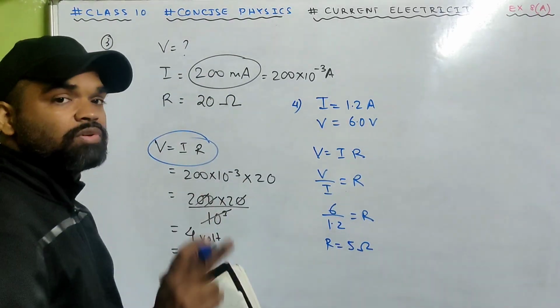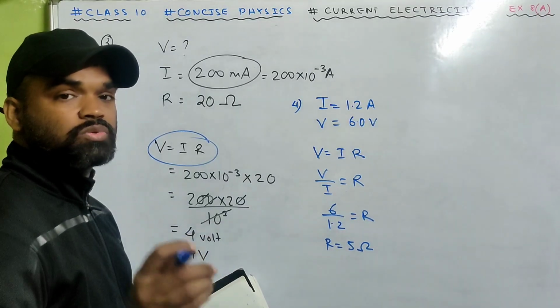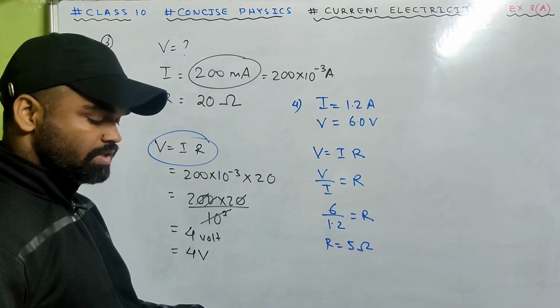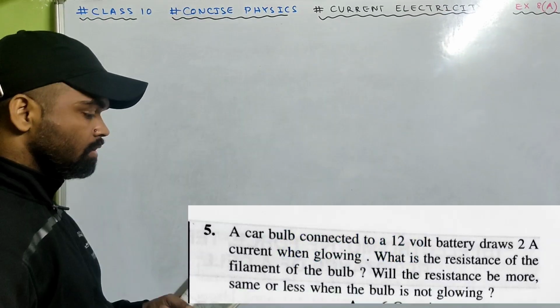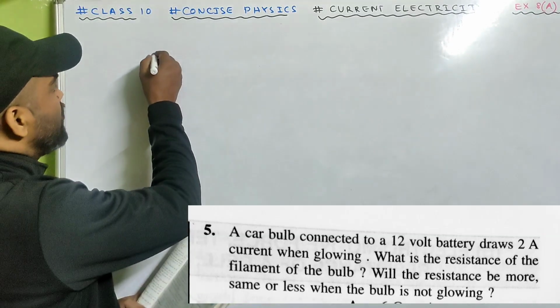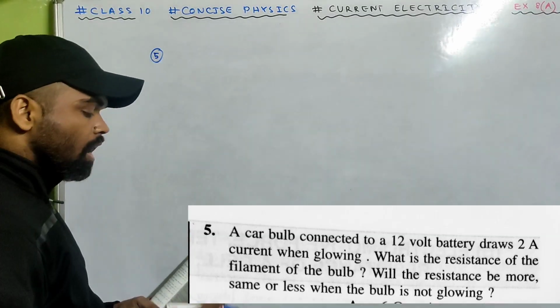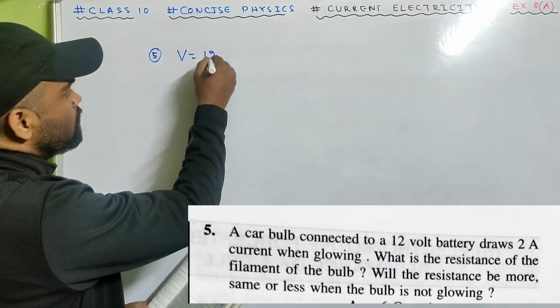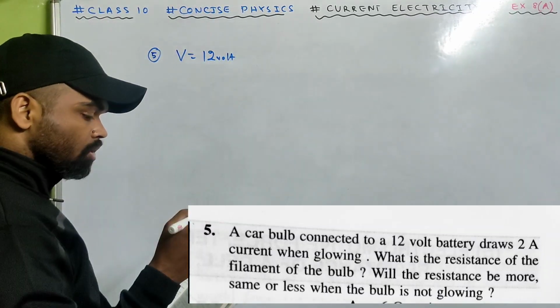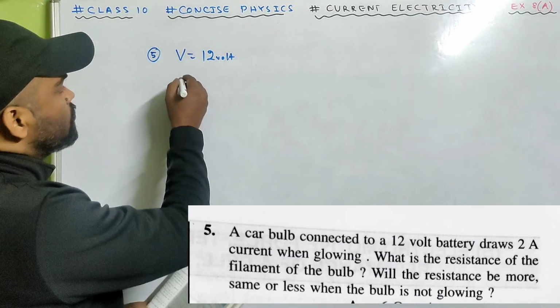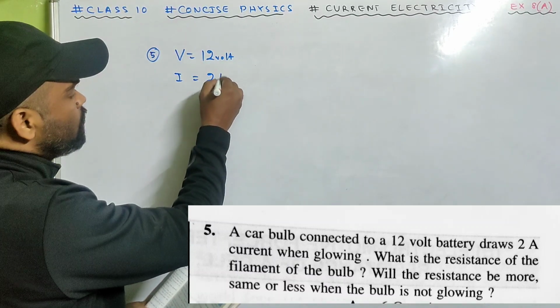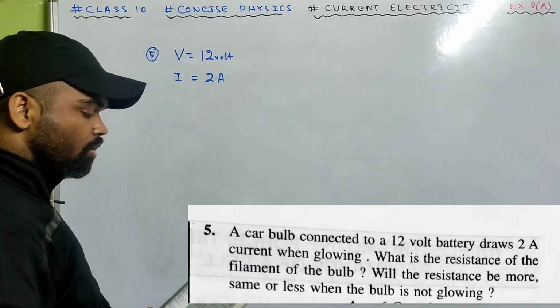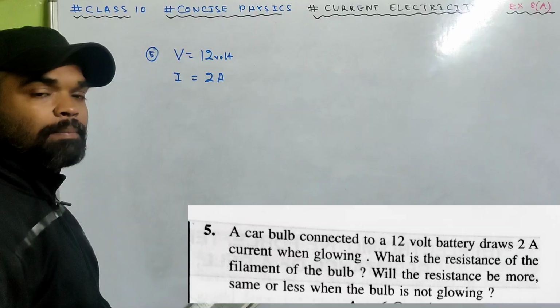In both the sums, we have used Ohm's law, that is V equals IR. Now let us look at number 5. Now look at number 5, what they've given. A car bulb connected to a 12 volt battery draws 2 ampere current when glowing. What is the resistance of the filament of the bulb?